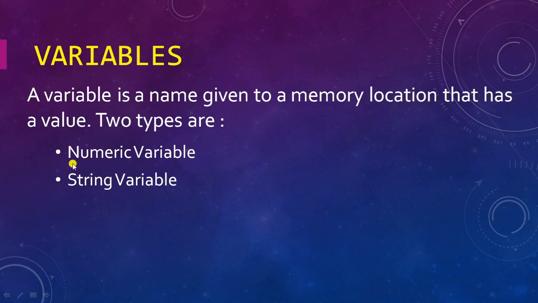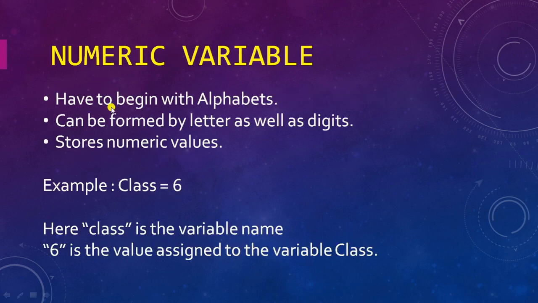So we have two types of variable. One is numeric variable and the other is string variable. So a numeric variable has to start with alphabets. It can be formed by the letters as well as digits, and it stores only numeric values. So whatever variable you define has to start with a letter. It can be a combination of alphabets and numbers, but it has to start with a letter.